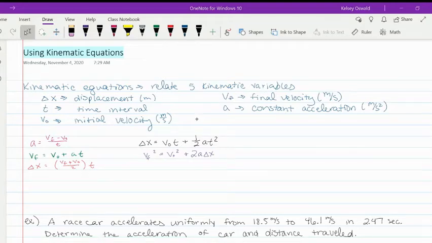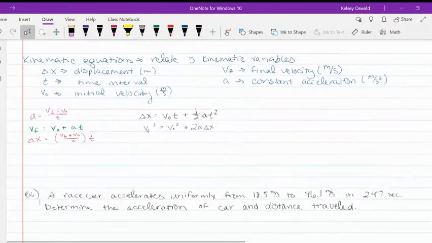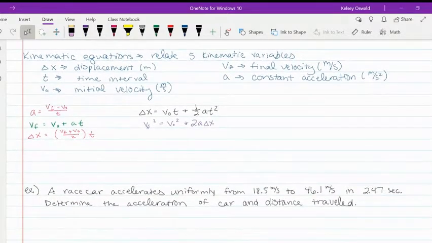To see how we could derive or relate the 5 kinematic variables, which are displacement, our time interval, initial velocity, final velocity, and constant acceleration. We can now use these 5 equations to figure out some more information about our object.